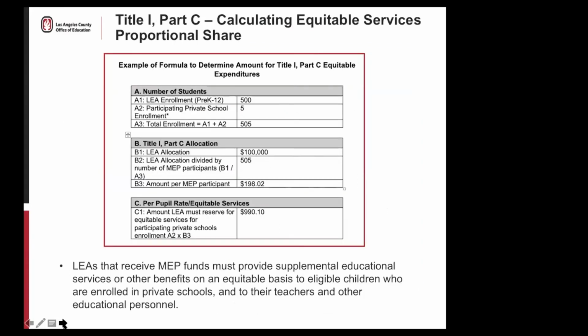Next slide, please. Here we see a screenshot of the method of calculating equitable services proportional share for Title I Part C. This provides a walkthrough of the steps for calculating the equitable share. For Title I Part C, a per pupil amount is determined based on the district's total Title I Part C allocation and the number of Migrant Education Program students enrolled in both the public and participating nonprofit private schools.